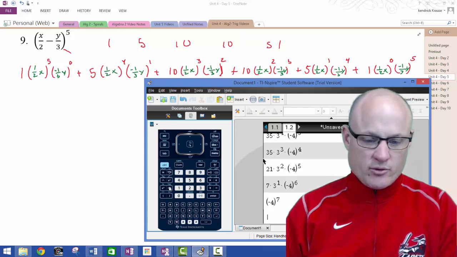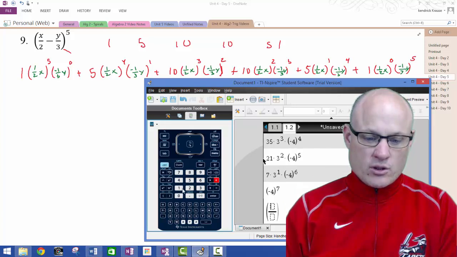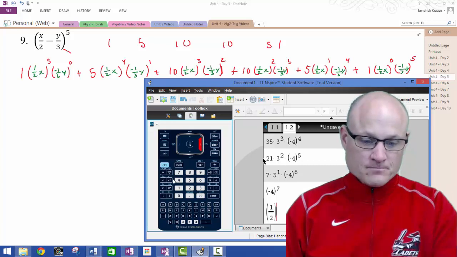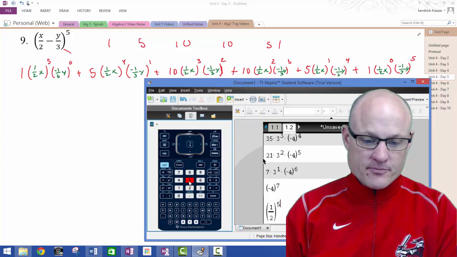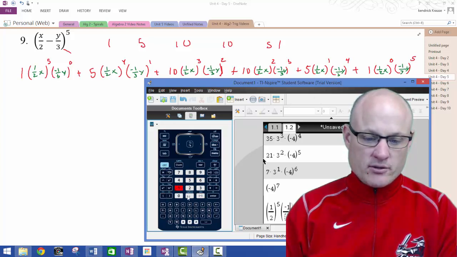What we're going to do is we'll put in parentheses, control division 1 over 2. Now, notice I'm not putting in the X raised to the fifth power. And I'm going to put in the y's here, just the, you'll see why. Control division negative 1 over 3 to the 0 power. And then one.